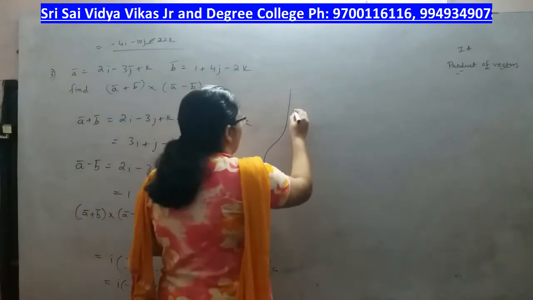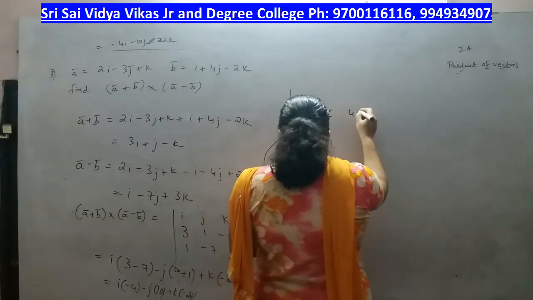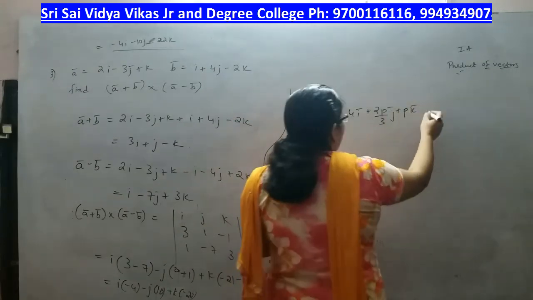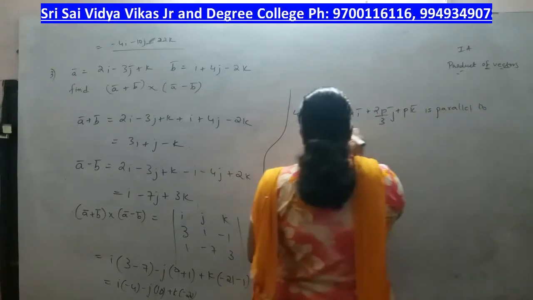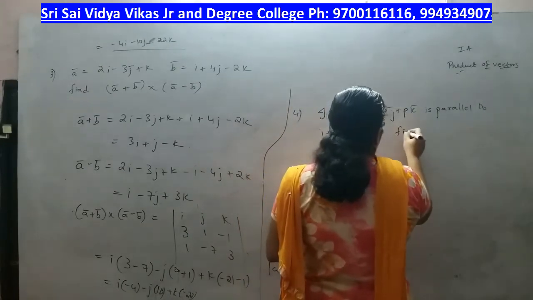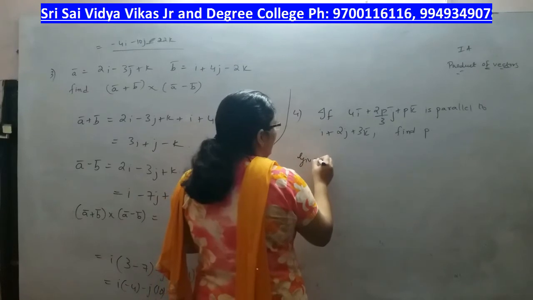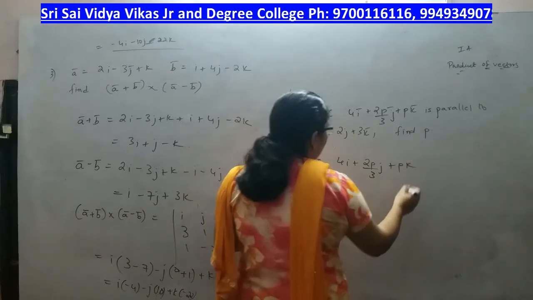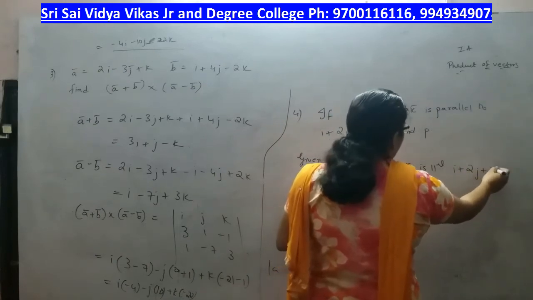Fourth problem for today. If 4i plus 2p by 3 j plus pk is parallel to i plus 2j plus 3k, find p. Given 4i plus 2p by 3 j plus pk is parallel to i plus 2j plus 3k.